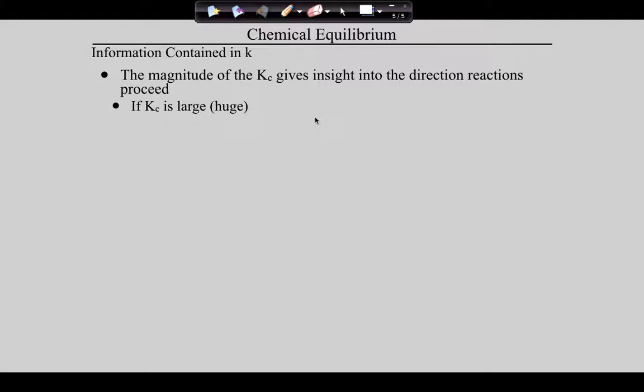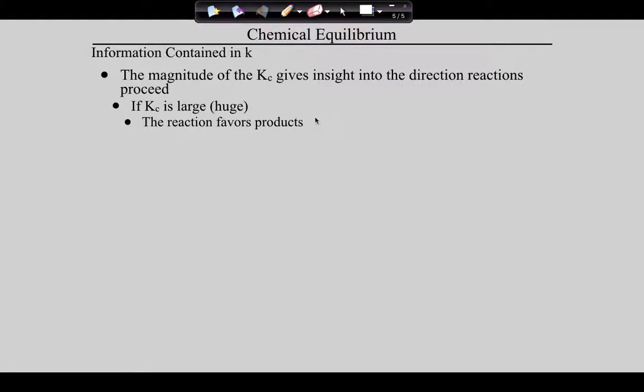So guys, what does it mean if Kc is big? Huge. And when we say huge, we are talking on the order of millions to trillions. So you calculate Kc, and the value for Kc is 1.5 times 10 to the 6th. What does that tell you? Hugely favored. Products are on top, right?